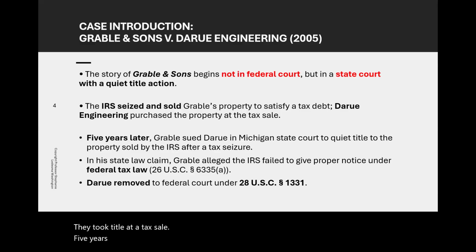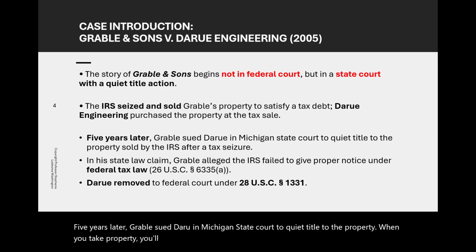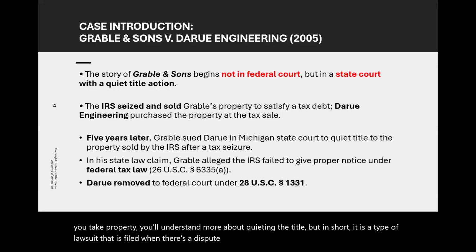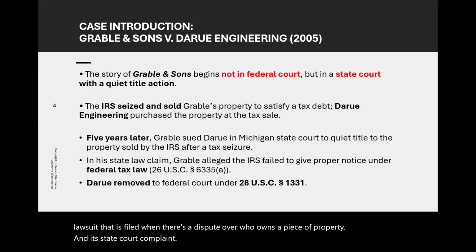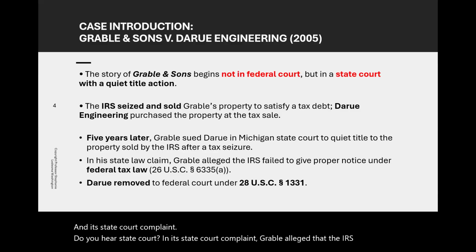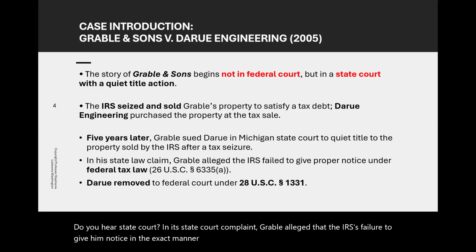Five years later, Grable sued Darue in Michigan State Court to quiet title to the property. When you take property, you'll understand more about quieting title. But in short, it is a type of lawsuit that is filed when there's a dispute over who owns a piece of property. In its state court complaint, Grable alleged that the IRS's failure to give him notice in the exact manner required by Section 6335(a) rendered the tax sale invalid, and as such, it rendered Darue's record of title to the property invalid.